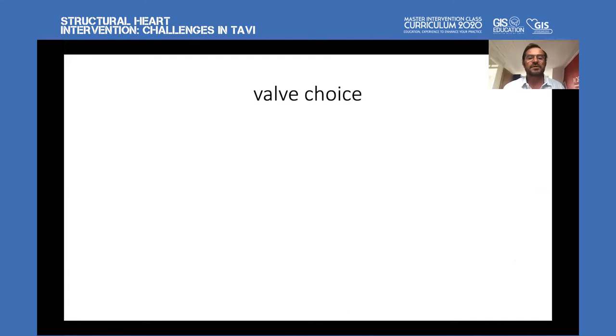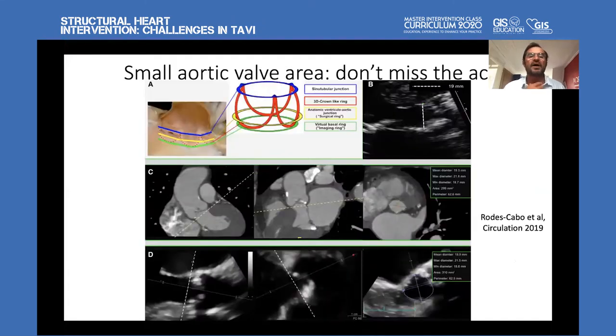The valve choice. For small aortic valve area, it is very important to have this different way to measure, in order not to have a bad surprise with a discrepancy in the valve size. And I recommend this paper from Rodés-Cabau in Circulation.